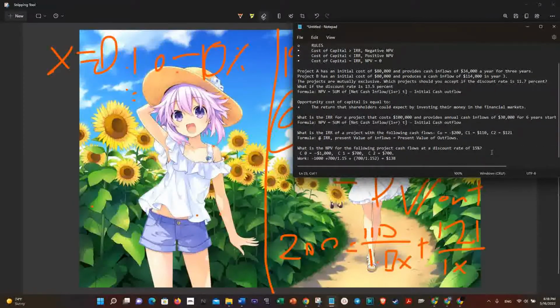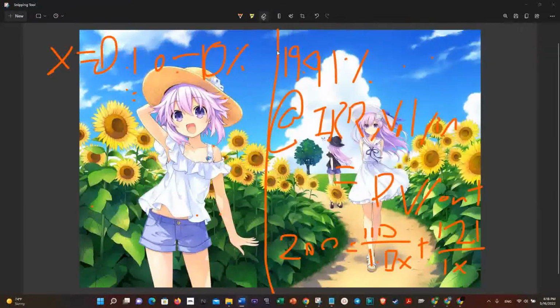All right. So the next one. What is the NPV for the following project cash flows at a discount rate of 15%? So now we're given discount rates. Last time we weren't given discount rates, so we just assumed 1. C of 0 is equal to negative 1,000, C of 1 is equal to 700, and C of 2 is equal to 700 as well. With those numbers in mind, let's start solving this thing.